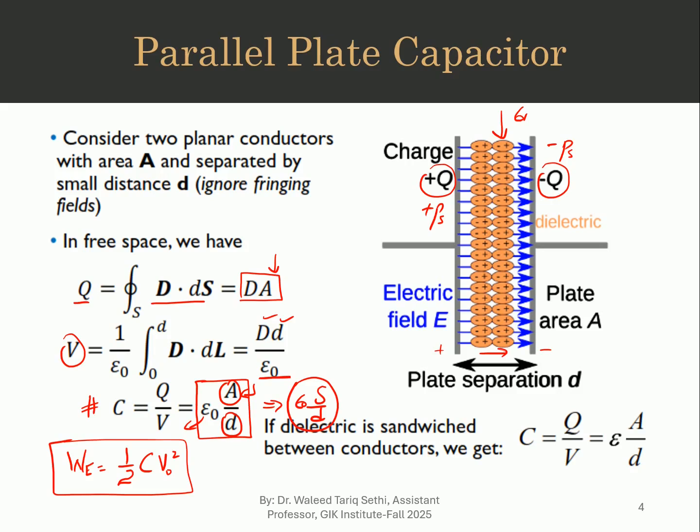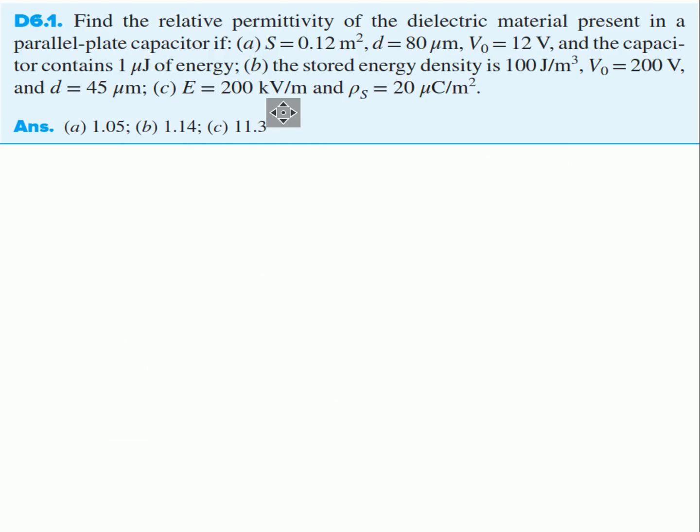Now let us look at a problem where we can utilize the previous equations. In this case, we need to find the relative permittivity, which means we need to find the epsilon r of a dielectric material present inside a parallel plate capacitor. In the first part, the area is 0.12 meter squared, the distance or separation between the plates is d equal to 80 micrometers, the potential difference is 12 volts, and the capacitor contains an energy W of 1 microjoule. So let us solve the first part, and then we can go to the remaining parts.